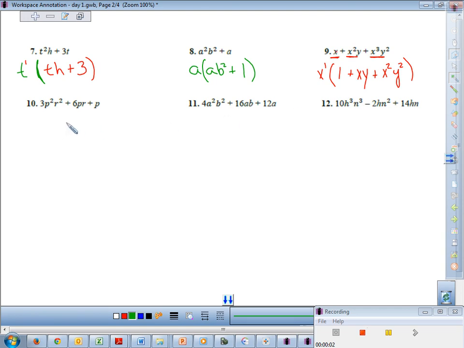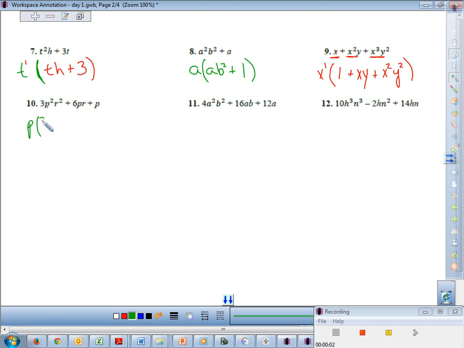Let's try number 10 here. This is a 3, this is a 6, and this is a 1 for a coefficient. So even though you have some factors in these 2 terms, it's got to be every term. So the greatest common factor number-wise is a 1. This has a p, this has a p, this has a p, and the smallest amount of p's is p to the first power. This has an r, this has an r, this has no r, so all we can factor out is the p. Then we do our dividing.